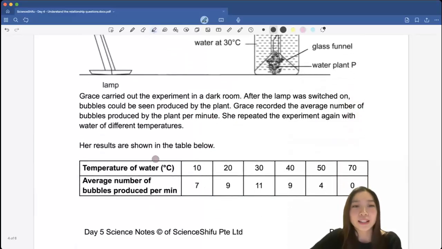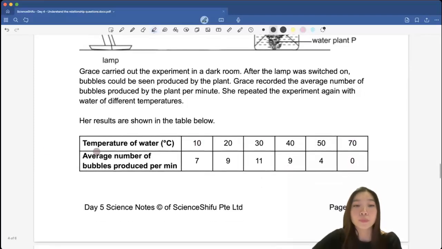Here we have the temperature of water and the average number of bubbles produced per minute. What is she changing? She is changing the temperature of water from 10 degrees all the way to 70 degrees Celsius. And what is she recording? She recorded the average number of bubbles produced per minute. Do we realize that this question is slightly different, in the sense that we do not see an increase all the way?